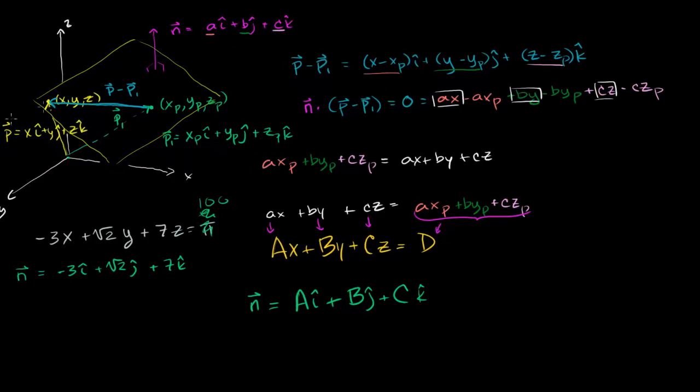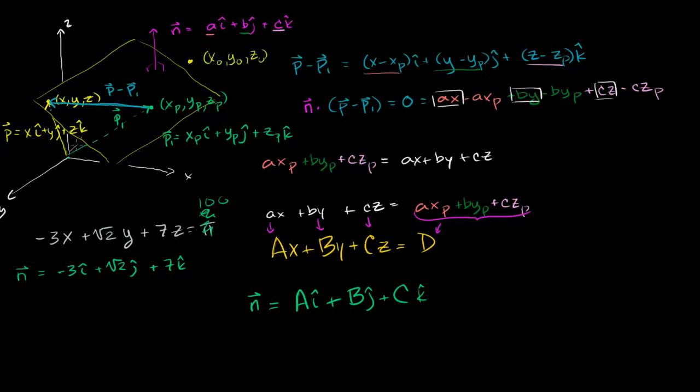What I want to do in this video is start with some point that's not on the plane, or maybe not necessarily on the plane. So let me draw a point right over here. And let's say the coordinates of that point are x sub 0, y sub 0, and z sub 0. Or it could be specified as a position vector.